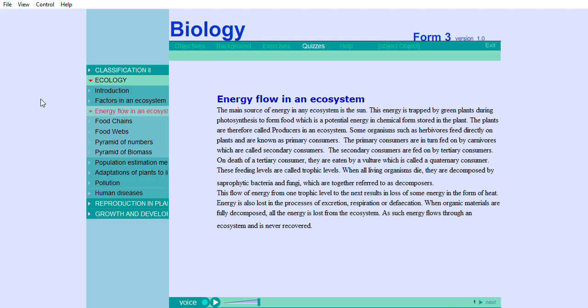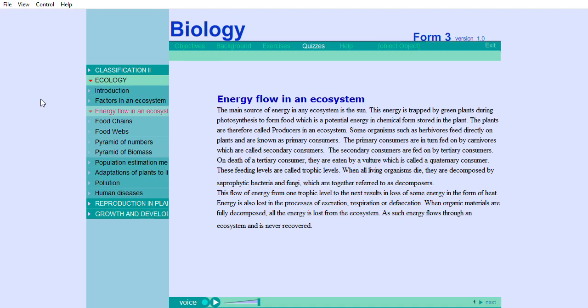Energy flow in an ecosystem. The main source of energy in an ecosystem is the sun. This energy is trapped by green plants during photosynthesis to form food, which is potential energy in chemical form stored in the plant. The plants are therefore called producers in an ecosystem.